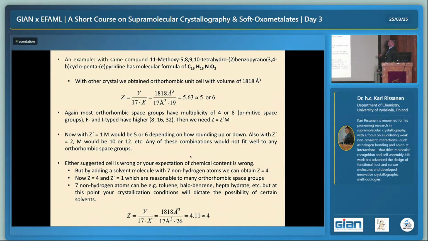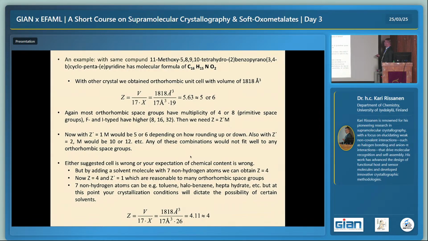The other example is this kind of thing. It's the same compound, exactly the same compound. It can happen. Now we get a different unit cell. Look, it's definitely smaller. The previous one was 2,500. Now we get 1,800. So what is wrong? Or is there anything wrong? Let's check. Let's calculate the Z here now.